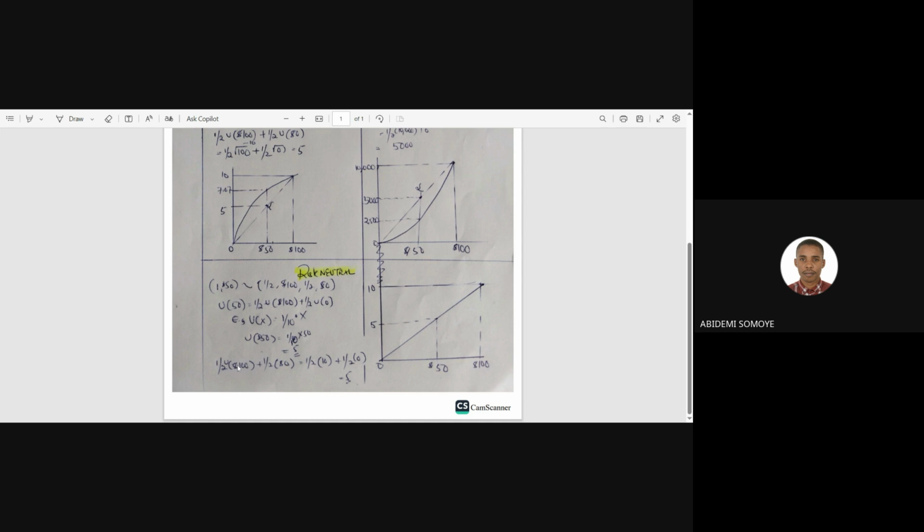See this 100. If you play the lottery, you have a 50% chance of taking $100. So 1 over 10 times 100. What would you have? 10. So that's where we get the 10. Is that clear? Yes, it's clear. Okay. So if 1 over 10 times 100, you have 10. And the other part, 1 over 10 times 0, you have 0. Okay.